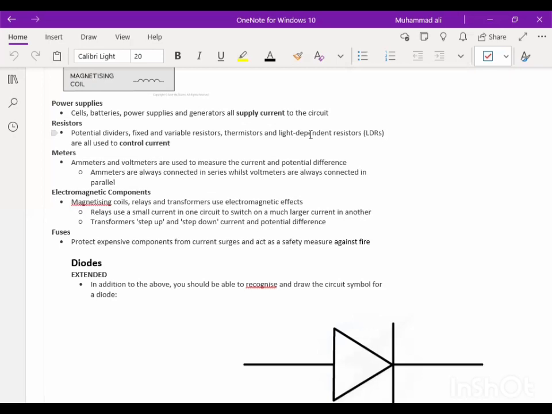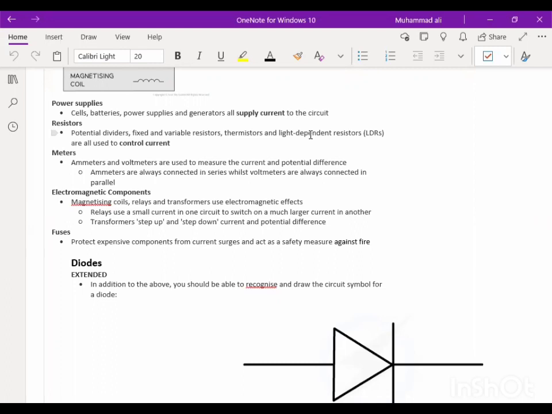Meters: we have ammeters and voltmeters. They're used to measure the current and potential difference. We know that an ammeter is always going to be connected in series, voltmeters are always going to be connected in parallel. Then we have electromagnetic components: magnetizing coils, relays, and transformers use electromagnetic effects. Relays are going to use a small current in one circuit to switch on a much larger current in another. So you need to know this small use, that a relay uses a small current to switch on a much larger current.